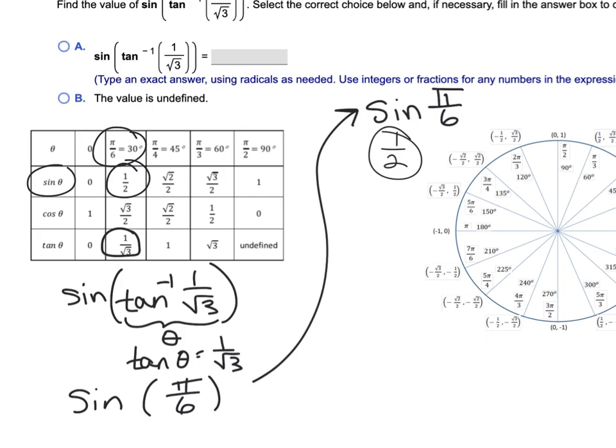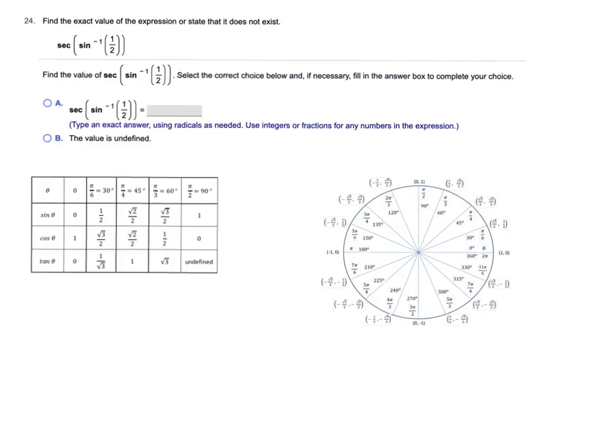Regardless, 1/2 is my answer. Okay, this is another one just similar to the last one. We have the secant. Let's see, I'm going to rewrite it down here. The secant, right? And when you do this, we're going to work inside out.